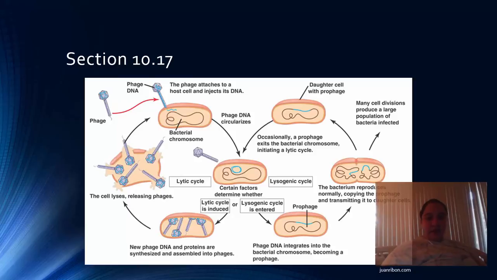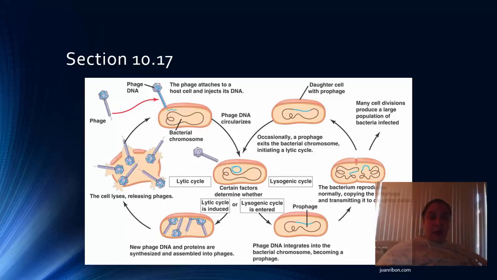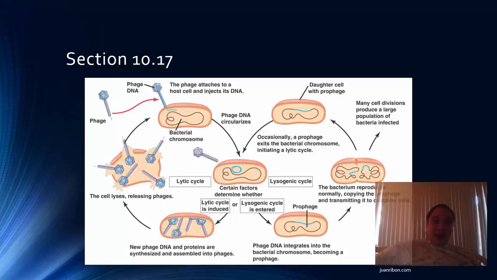The lytic cycle, here on the left-hand side of this diagram, shows you where a phage first infects a bacteria cell. It injects its DNA into the bacteria, and that DNA circularizes. It forms its own little bundle. Certain factors inside the bacteria then determine whether the DNA stays in the lytic cycle or enters the lysogenic cycle. If the DNA stays in the lytic cycle, it will be reproduced.